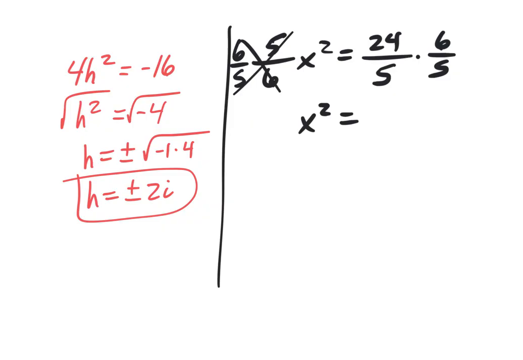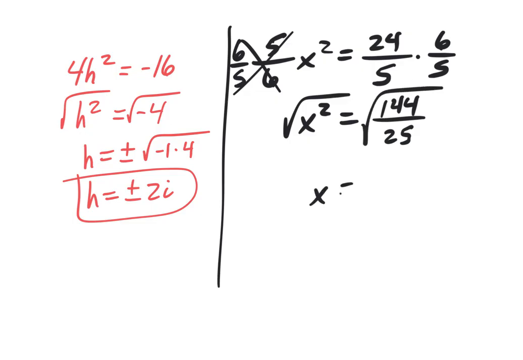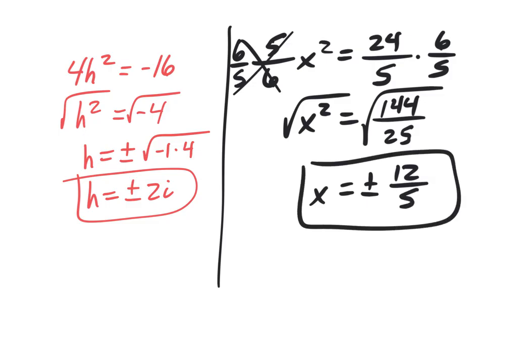24 times 6 gives me what? 144. Okay, and then the good news here is, what's the square root of 144? 12. And the square root of 25 is 5. 12 over 5 does not reduce, so that is our answer.